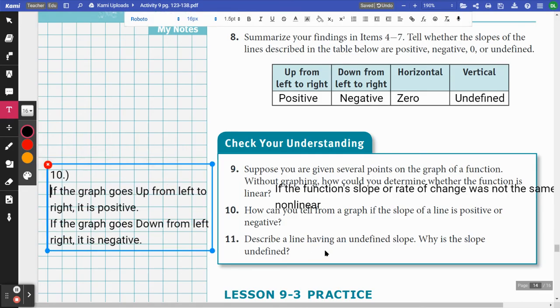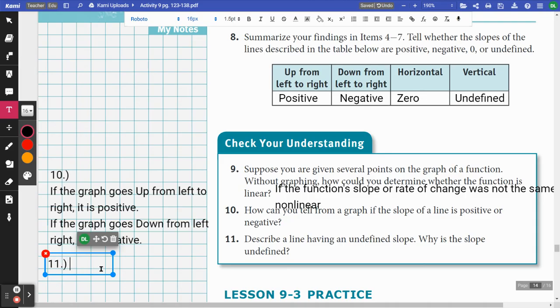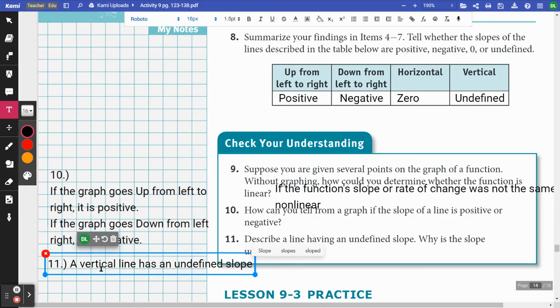Number 11, describe a line having an undefined slope. All right. Let's see. So number 11, an undefined slope is a vertical line. A vertical line has an undefined slope. And it says, why is the slope undefined?